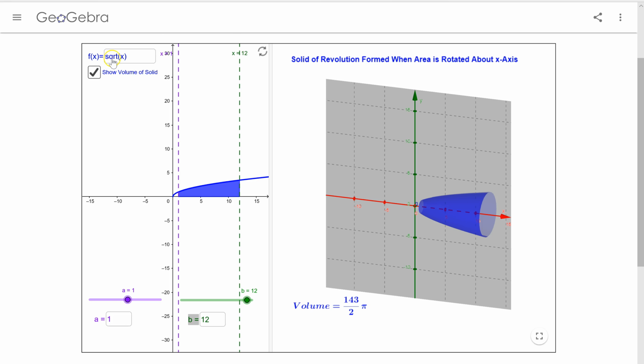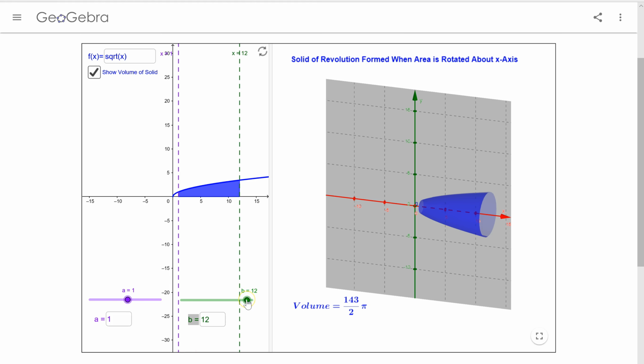We're taking the function, in this case square root of x, which we know is the top half of a parabola. So here's our curve. We're going to take that curve and rotate it around the x-axis, and we're just going to look at the segment of the curve between 1 and 12. Over here on the right hand side is the shape that we get when we do that rotation.